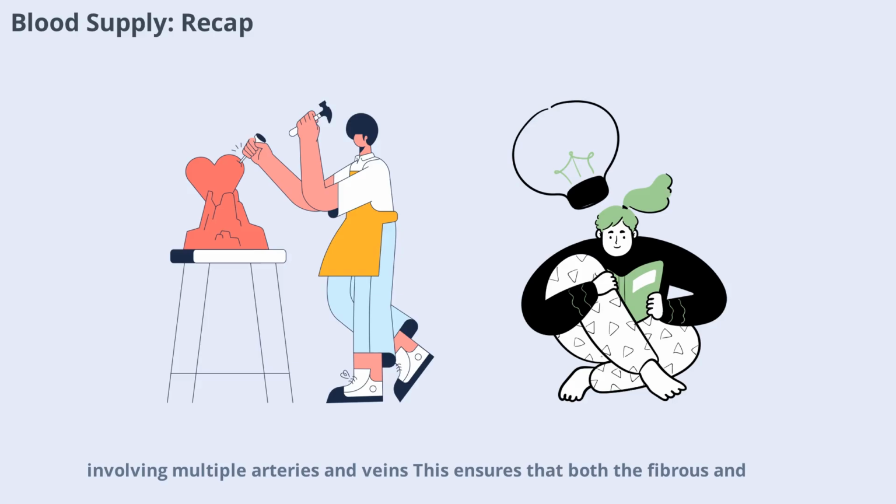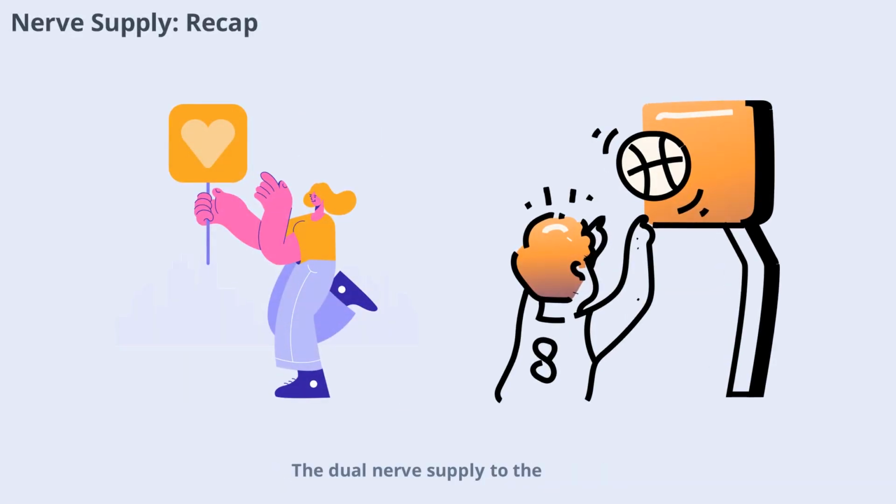Recap: the pericardium's blood supply is complex, involving multiple arteries and veins. This ensures that both the fibrous and serous layers receive adequate oxygen and nutrients, supporting their protective and functional role. Dual nerve supply to the pericardium, somatic for the fibrous and parietal layer, autonomic for the visceral layer, explains the different pain sensation experienced in pericardial diseases. This knowledge is vital for accurate clinical assessment.